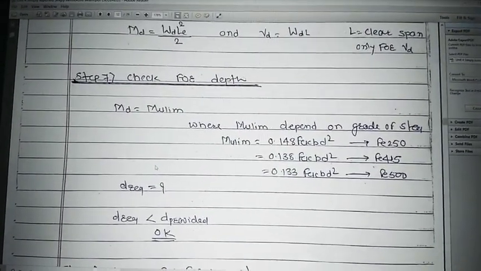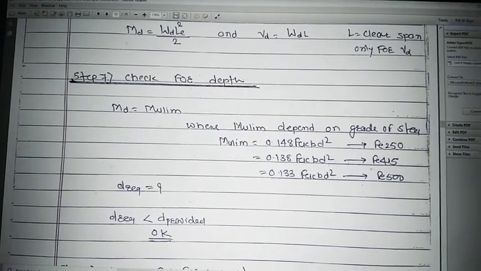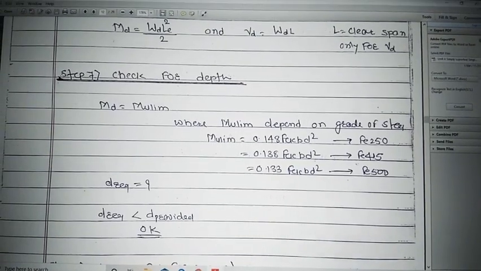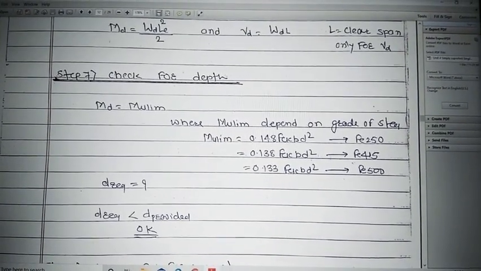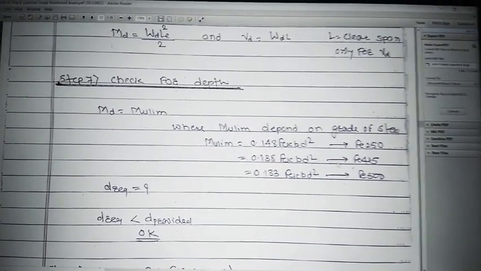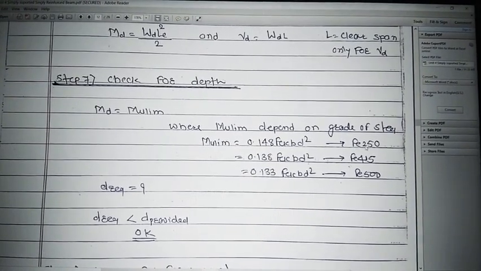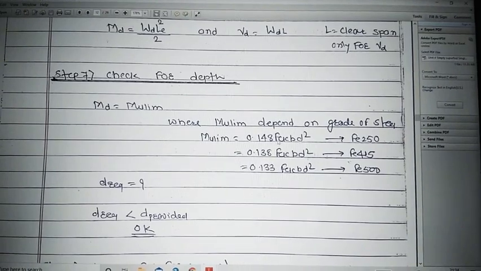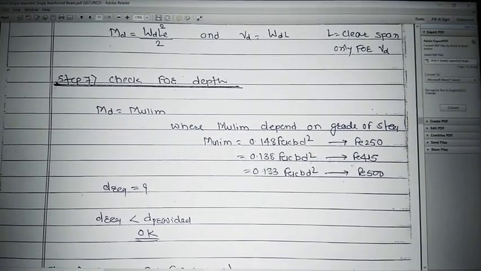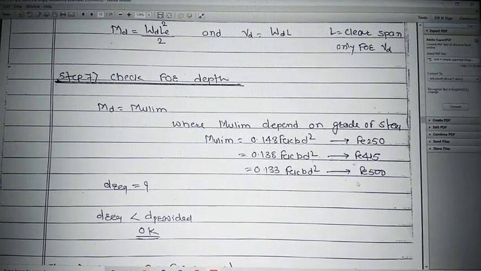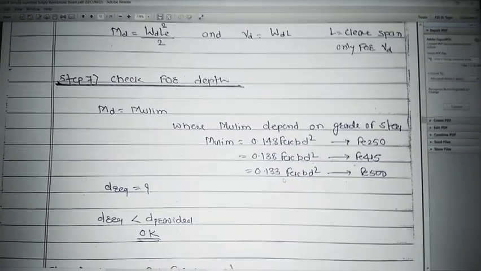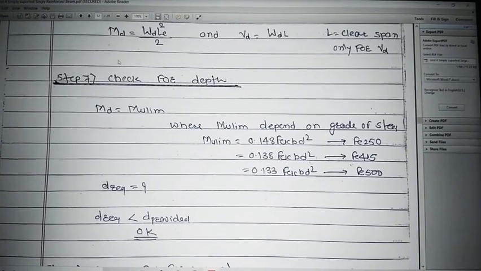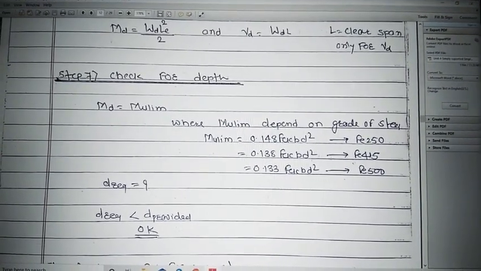So check for depth: MD equals MU limit, where MU limit depends on the grade of steel. Here formulas are given to calculate the MU limit. So for Fe 250 grade of steel, the formula is 0.148 FCK BD square. For Fe 415, 0.138 FCK BD square, and for Fe 500, 0.133 FCK BD square. MD we have calculated in the previous step, and MU limit is calculated as per the grade.